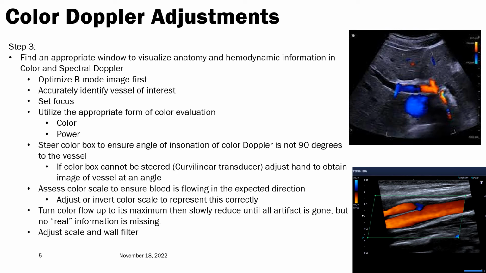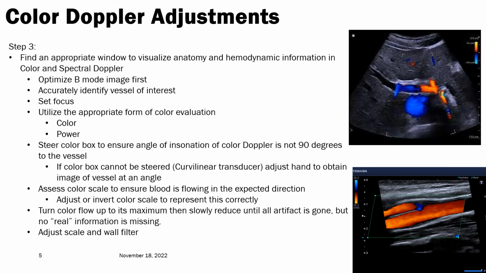So for this instance, we're just going to talk about mostly using our color Doppler because it's the most complicated. So when you're utilizing your color Doppler, first of all, you're going to have your B mode optimized, find the vessel that you want, and then you hit the button for color Doppler.